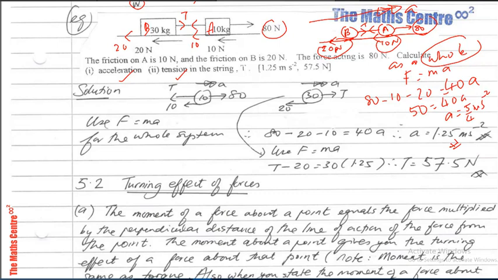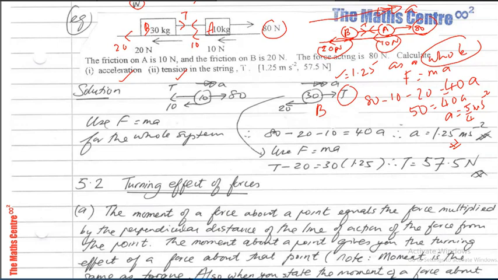To find the tension, you can pick any one of the objects and draw a free body diagram. So I've picked B. This is the free body diagram for B. Let's plug in all the forces. I have a tensile component T in the string. I have the acceleration here moving forwards, which I know the value is 1.25. And then I have a frictional force, which is 20. So I'm trying to find T.